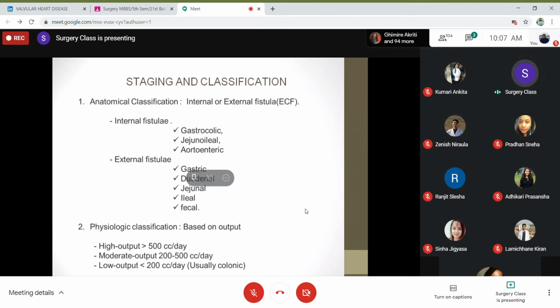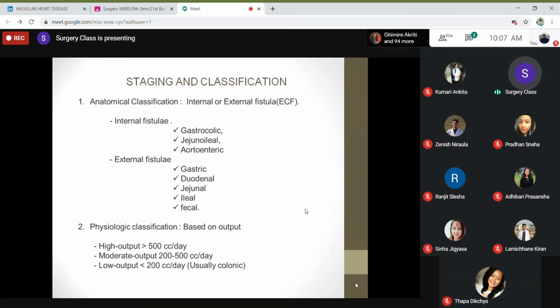Okay. So again, the different types of internal and external fistulas. You can see the gastrocolic, jejunocolic, aortoenteric fistula. With the intestine having a fistulous communication with the aorta, the patient will have hematemesis, blood loss from the stool, and the patient will die if you don't tackle it immediately. External fistulas will be gastric, duodenal, jejunal, ileal, and fecal fistula. A fecal fistula is a fistula originating from the large bowel. So as I have already told you, this is the classification.